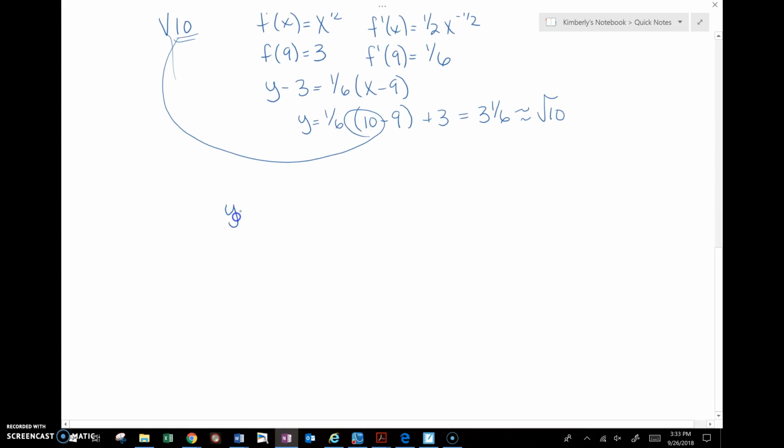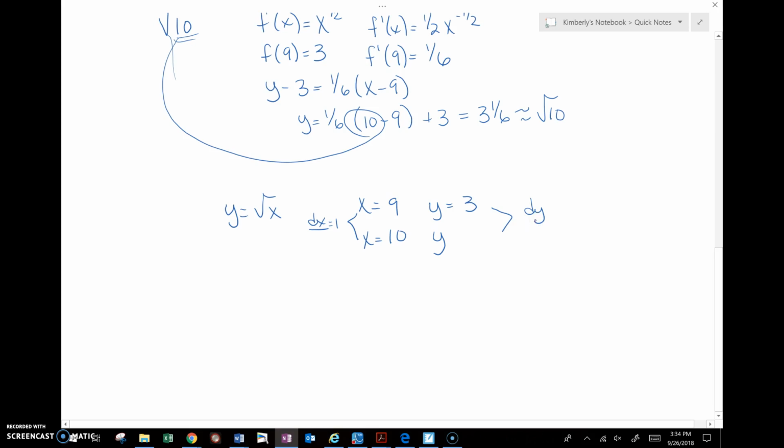The approach with differentials, and you're going to get the very same answer, is to take the equation y equals square root of x and pick a point very close. So when x is 9, y is 3, and when x is 10, what is y? That's basically what I'm looking for here. What's my change in x between 9 and 10? dx is 1.